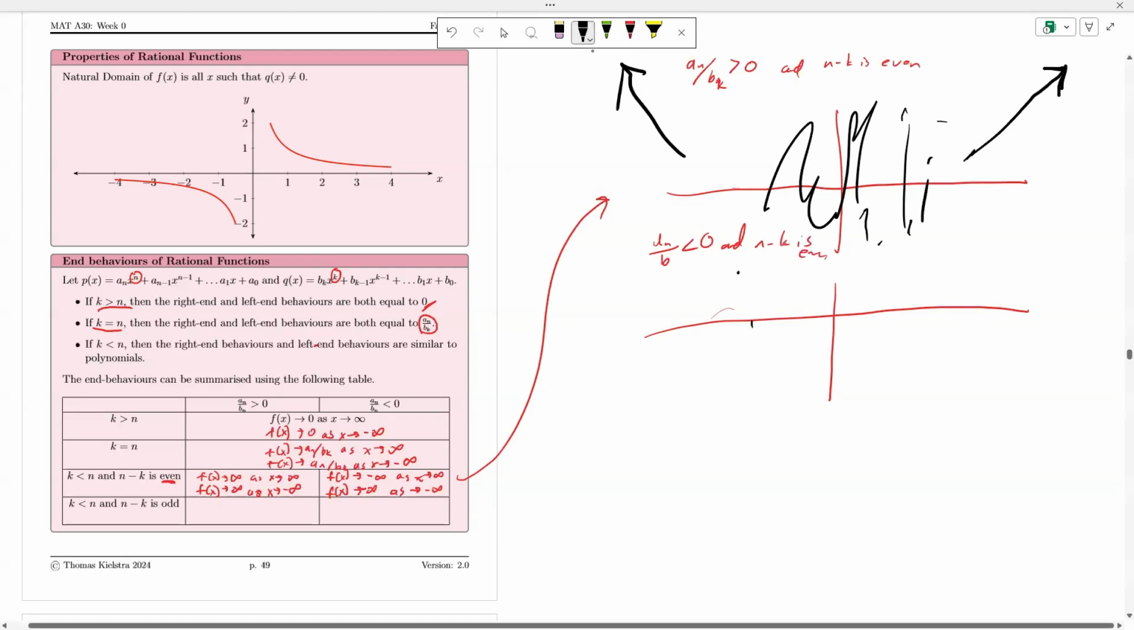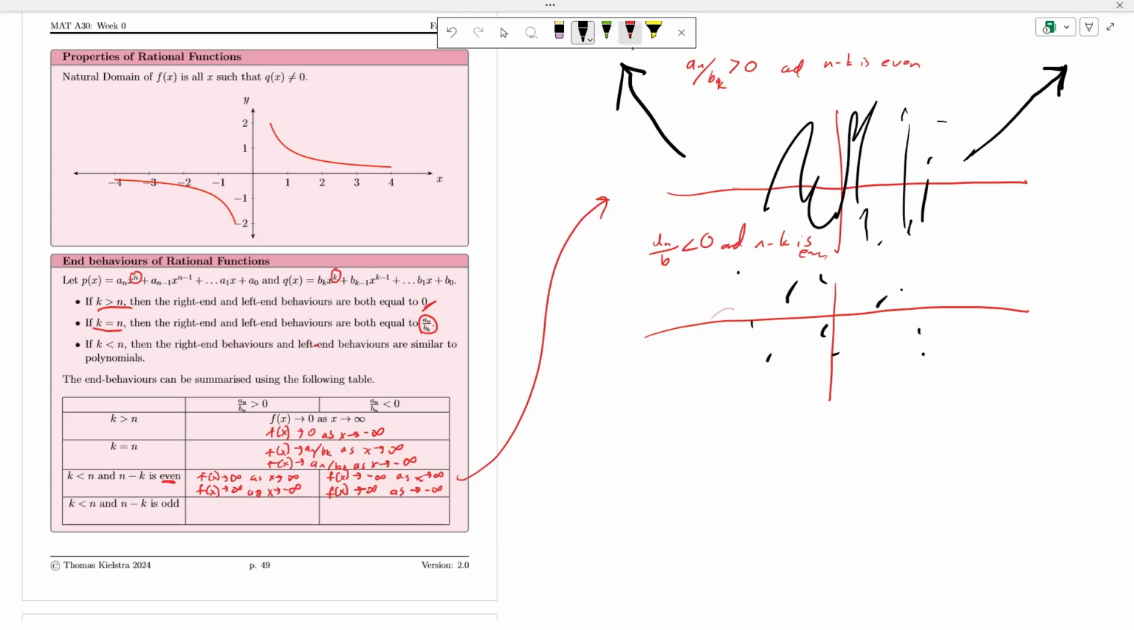again, in here we've got some random stuff. We don't know what's going to happen. But because an over bn is less than 0, we know my right end behavior is going to go negative. And because the difference is even, the left end behavior will also be negative.